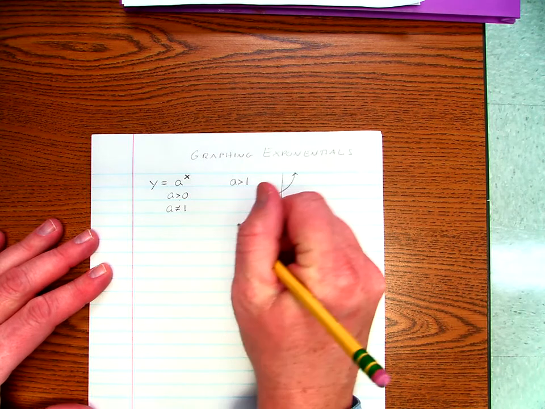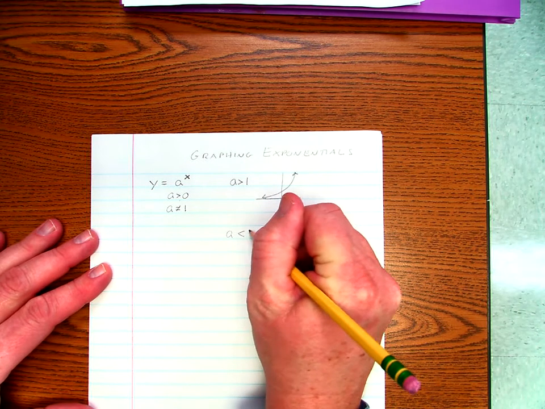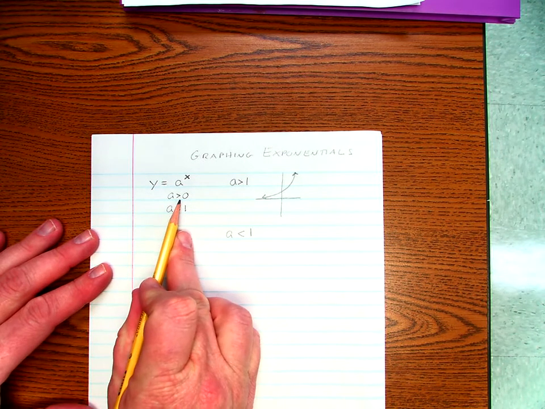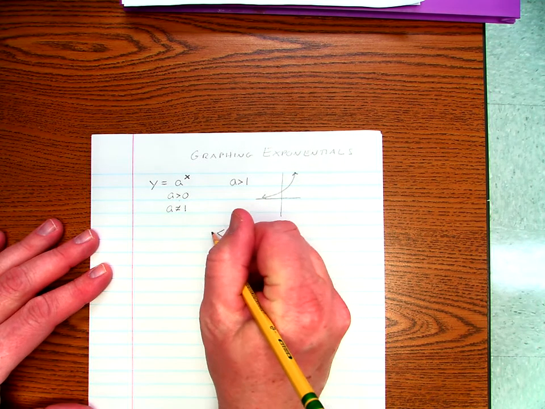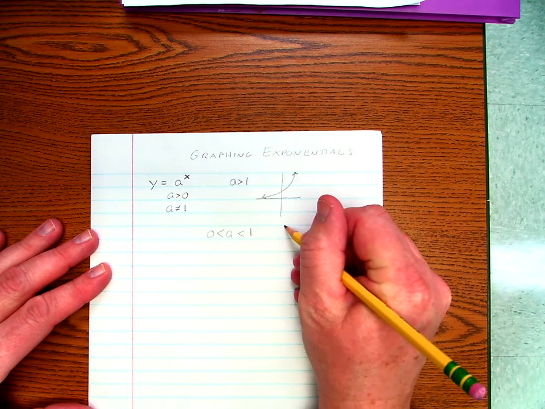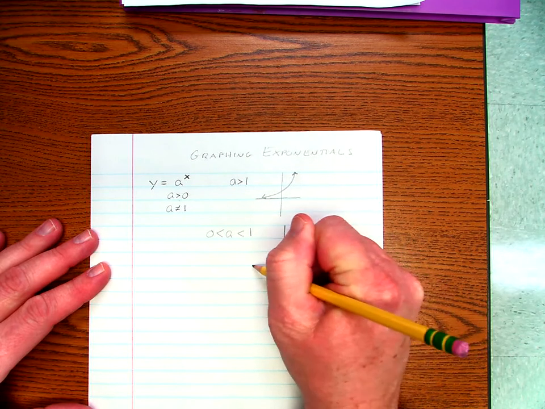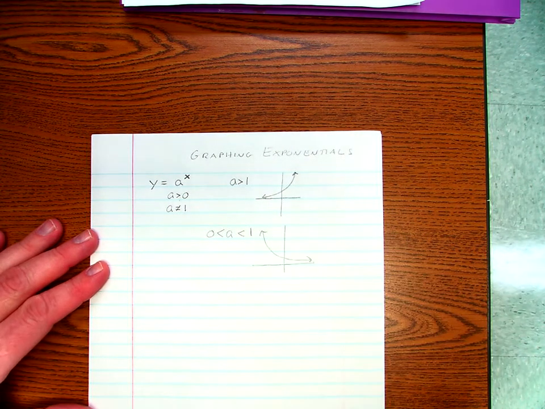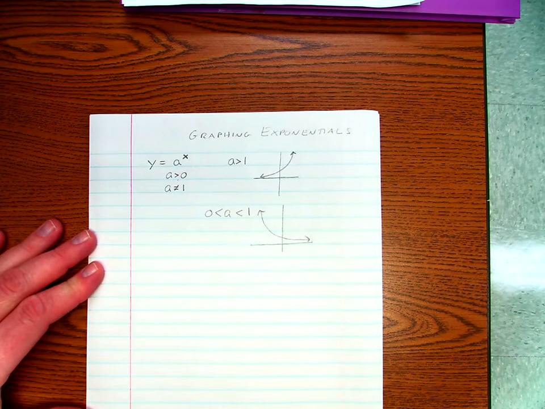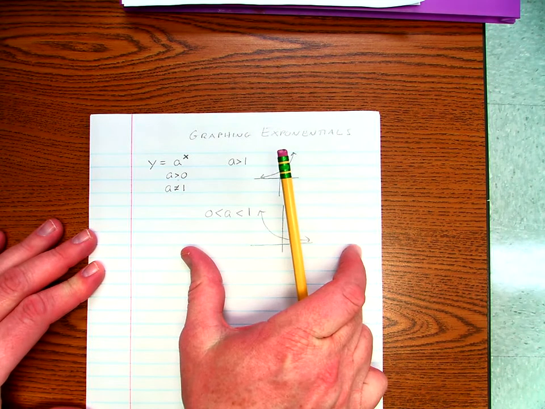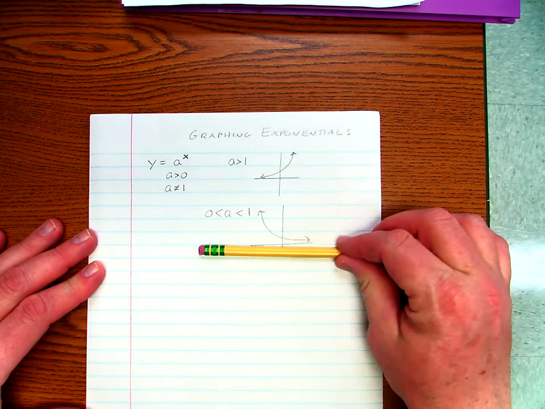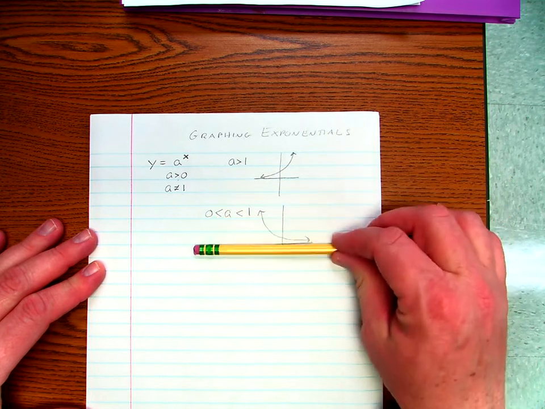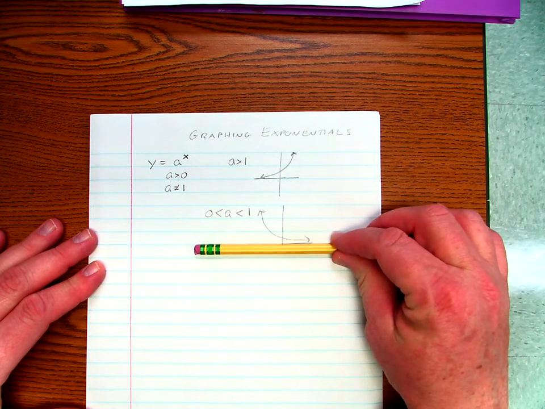Right now, if a is less than 1, and it's also assumed that it's going to be greater than 0 because of this, that's going to be your basic exponential decay graph. It's going to look like this. It's still going to have a domain of all real numbers. It's still going to have a range of everything above the horizontal asymptote. That horizontal asymptote will be at y is equal to 0.